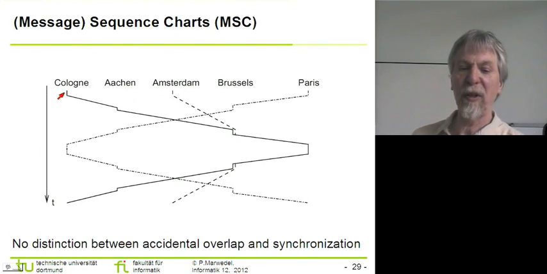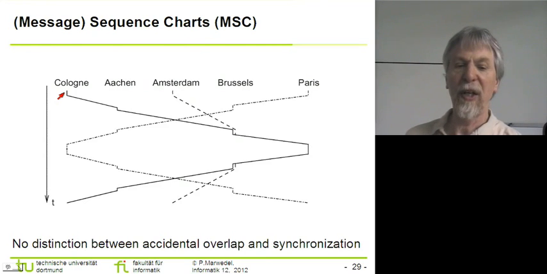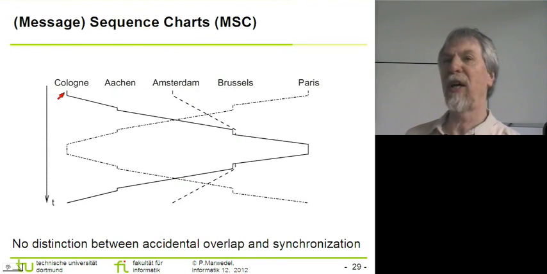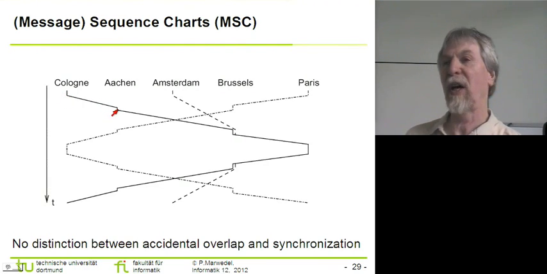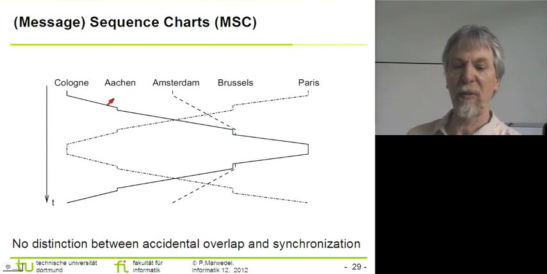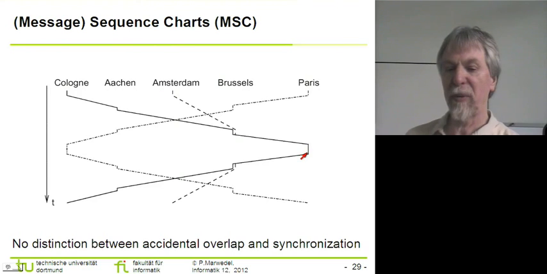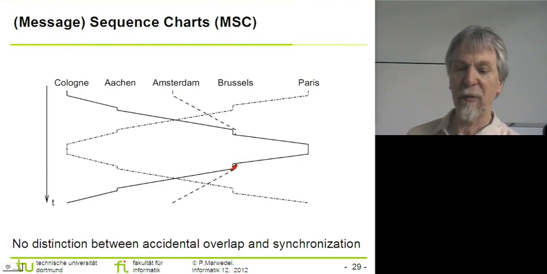And we are describing a situation where a train is staying for some time at Cologne, so that's due to the vertical segment that we see over there. And then the train is going to Aachen. It stays there for a short amount of time, continues on to Brussels, stays there for a short amount of time, then goes to Paris, stays there for a somewhat longer period of time, then goes back to Brussels, and from there goes back to Aachen, and from there goes back to Cologne.